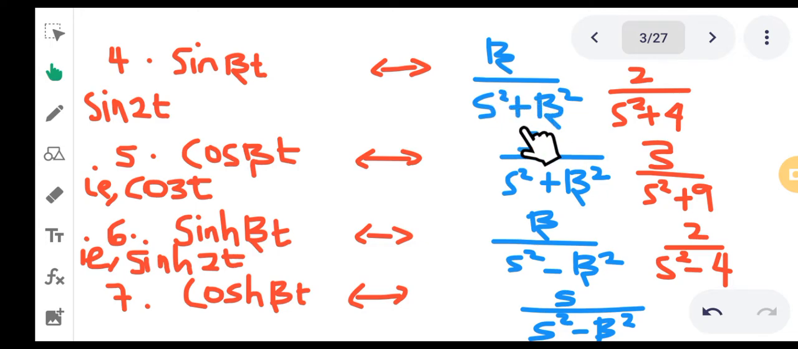So it's very easy for you to memorize it. So just change the signs. For example, find the Laplace transform for sine 2t. You are going to get beta, which is your 2, over s squared minus beta squared, so 2 squared, which is minus 4.